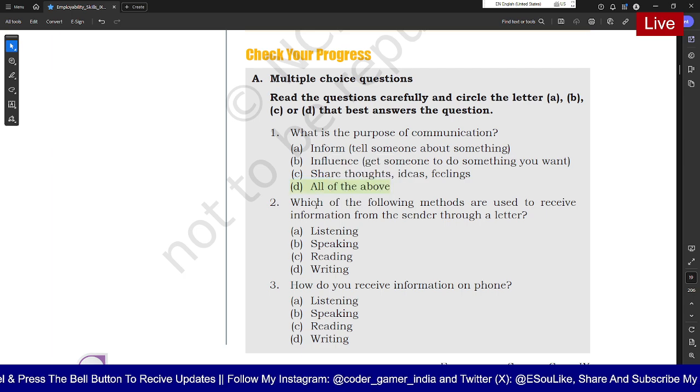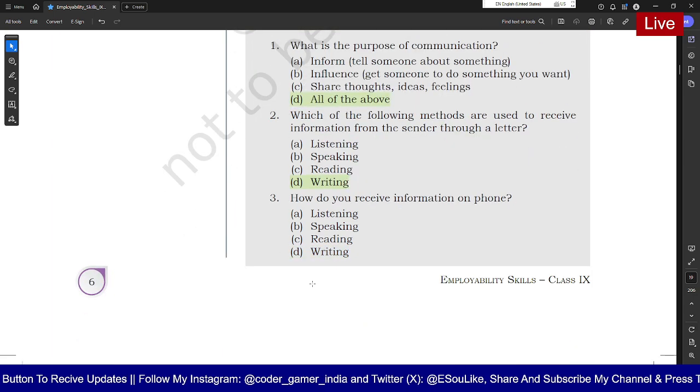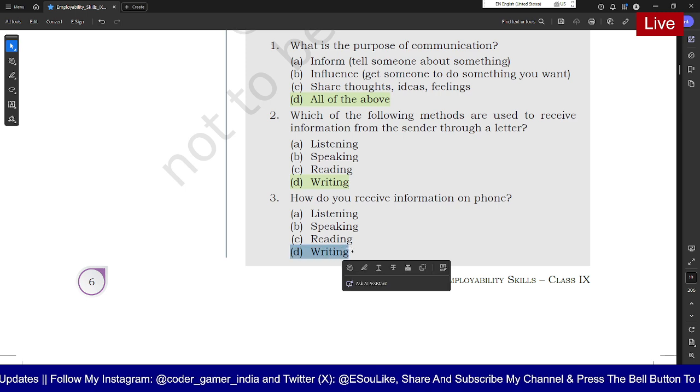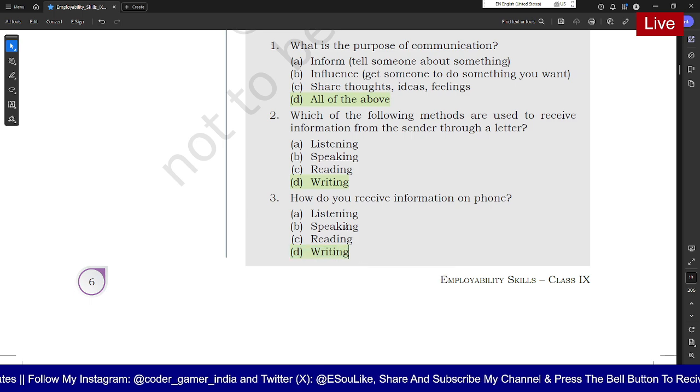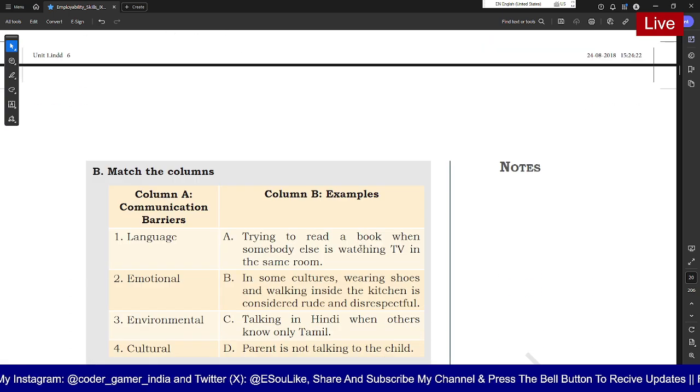Next, which of the following methods is used to receive information from the sender in a letter? To write in a letter, you can use writing. How do you receive information on the phone? Writing, most commonly. You can also say speaking, but I don't think speaking would be the appropriate option.